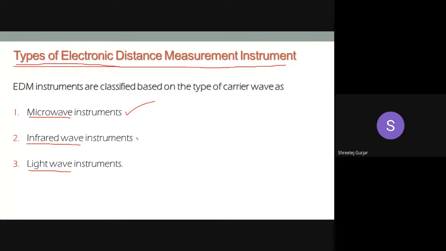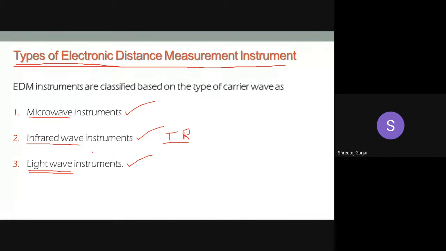Infrared instruments use IR waves, that is infrared waves, as the carrier wave. And then we have light wave instruments, which use light waves to carry the signal. So we have classified them into three major types: microwave instruments, infrared instruments, and light wave instruments.